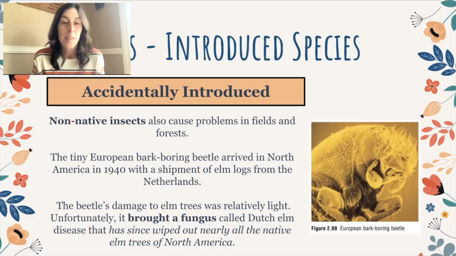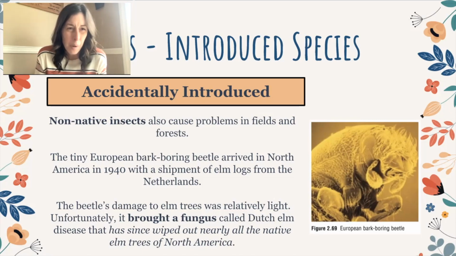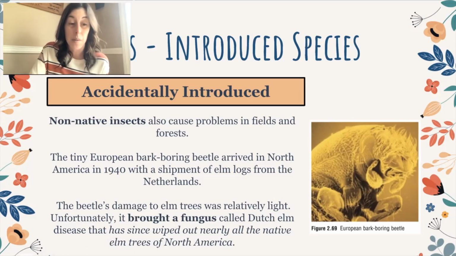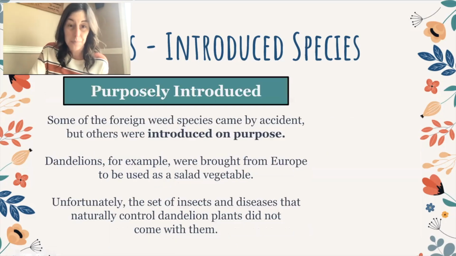The beetle's damage to elm trees was relatively light, so it didn't really do much to the elm or the logs, but it brought a fungus with it called Dutch elm disease and has since wiped out nearly all the native elm trees in North America. So this little bug, it was okay, but it brought fungus with it. And again, almost all the native elm trees in North America have been completely wiped out.